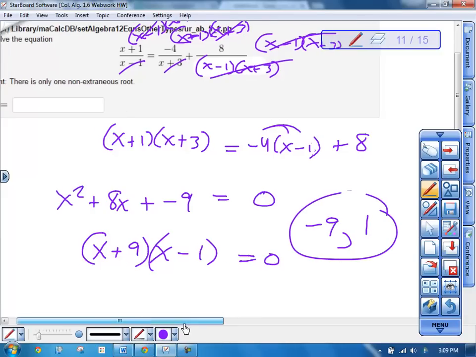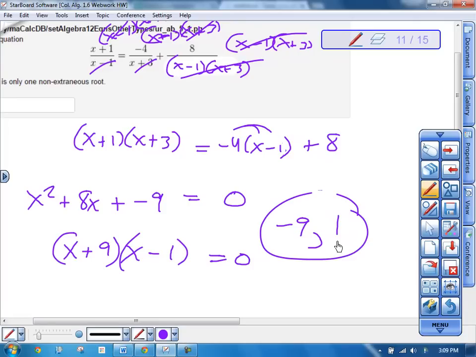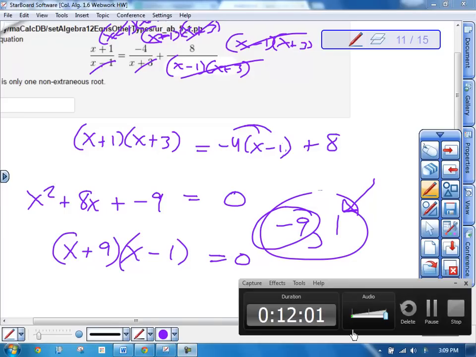And make sure you check these because there's only one non-extraneous root, so one of these doesn't work. Okay? So definitely check it to find out which one it is. I can tell you it's going to be that one right there. So that's going to work, because 1 gives an undefined answer right here. So it's going to be negative 9.